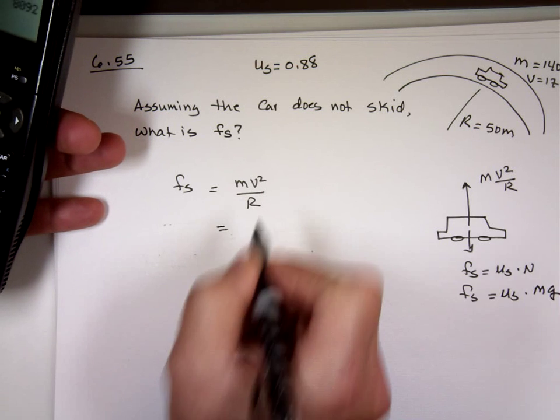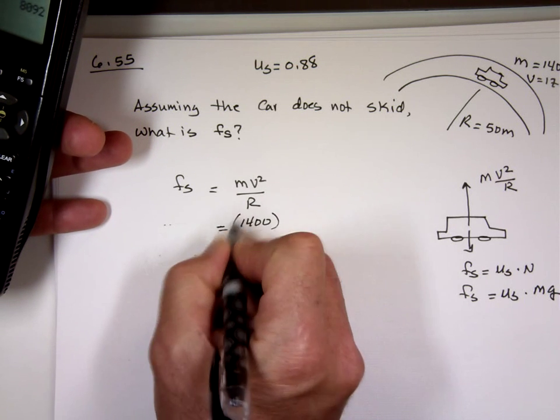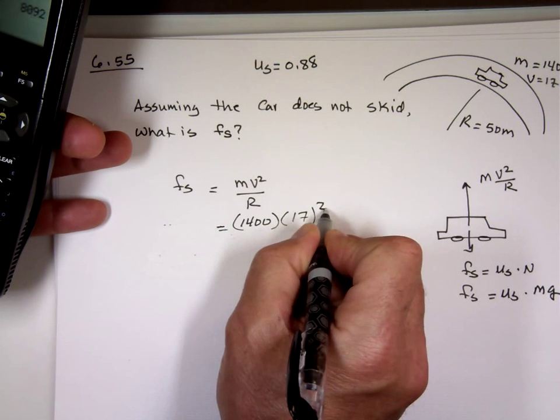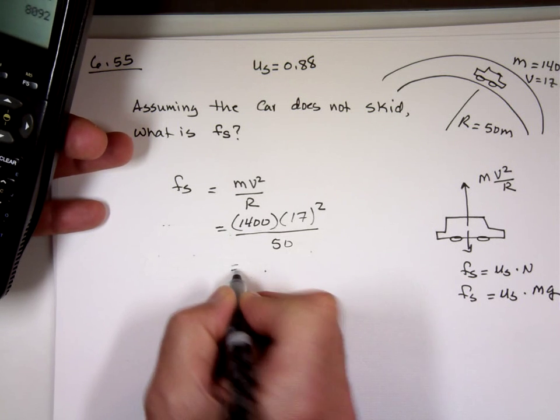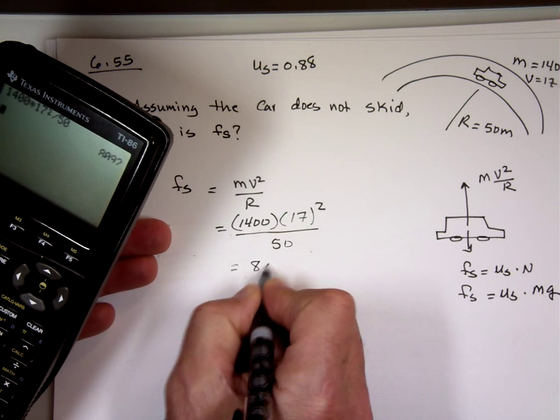1400 times the velocity, which is 17, squared, divided by r, which is 50. It's 8092, two significant digits, 8100 newtons.